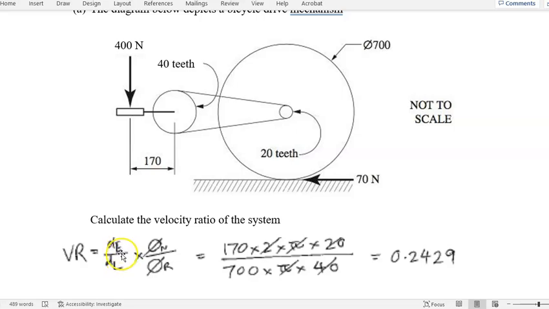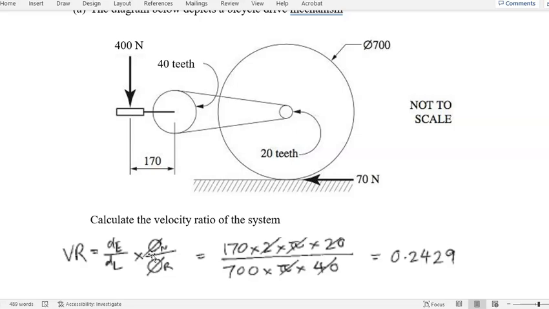The distance between, so we've got the distance traveled by the effort divided by the distance traveled by the load. Obviously, this formula is in the formula sheet. What they don't include is this. Now, Copeland writes his formula as little d divided by big D times n rev. And so n rev is part of the denominator.